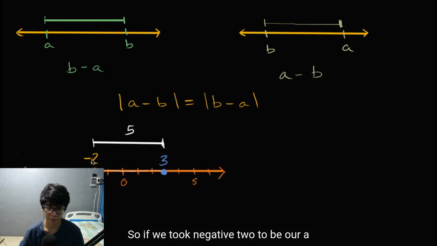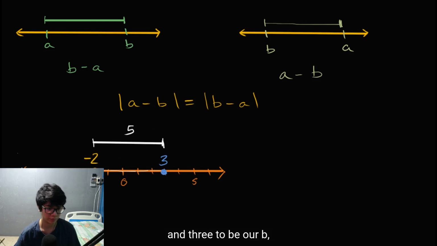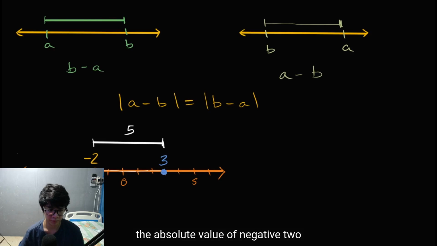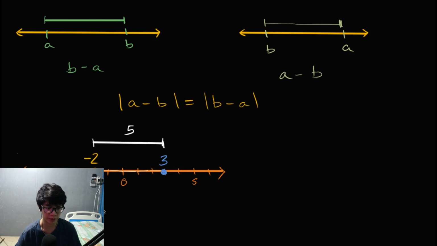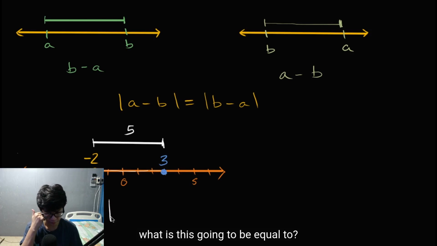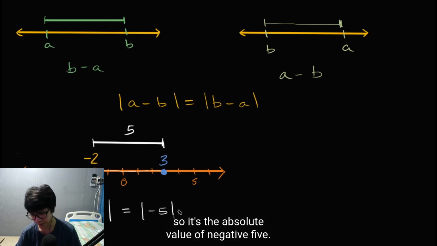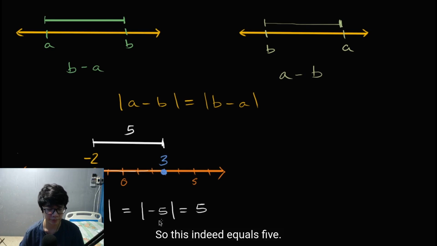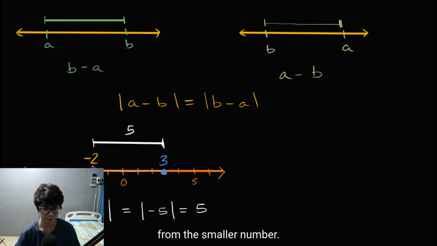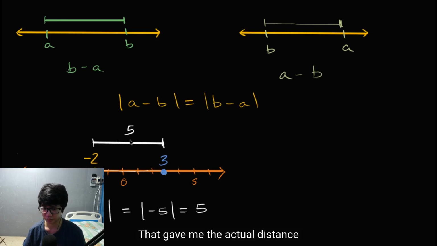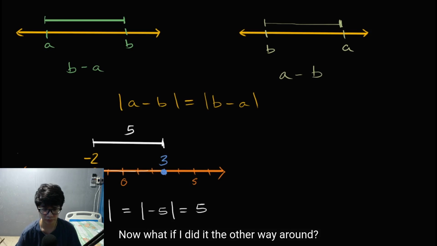So if we took -2 to be our a and 3 to be our b, then we could write this as the absolute value of -2 minus 3. What is this going to be equal to? Well, -2 minus 3 is -5. So it's the absolute value of -5. And so this indeed equals 5. Notice I subtracted the larger number from the smaller number. I got a negative value, but then I took the absolute value of it, which gave me the actual distance between these two numbers. Now what if I did it the other way around?